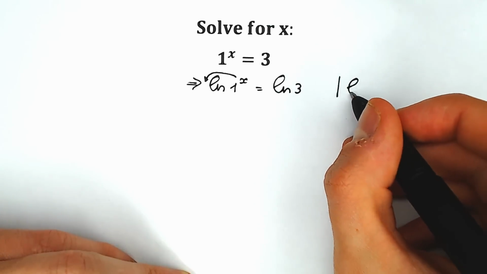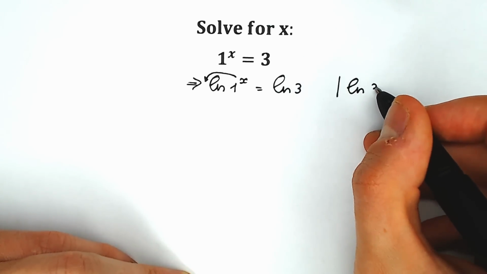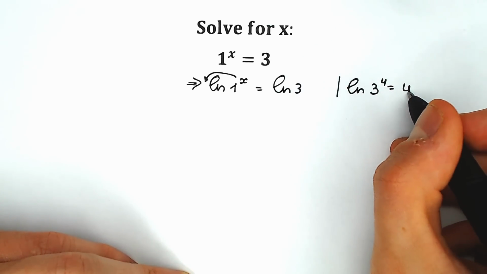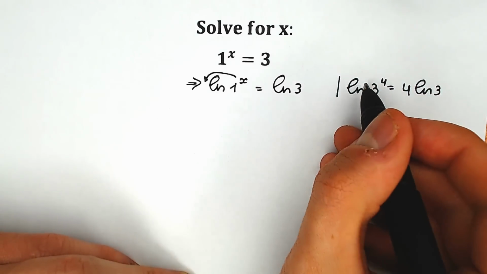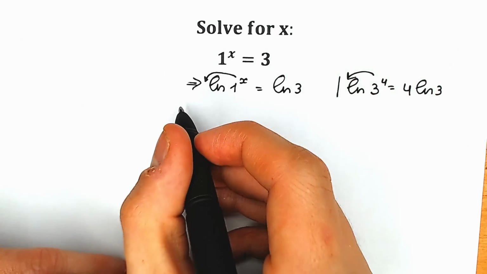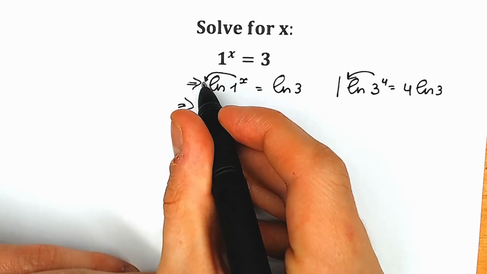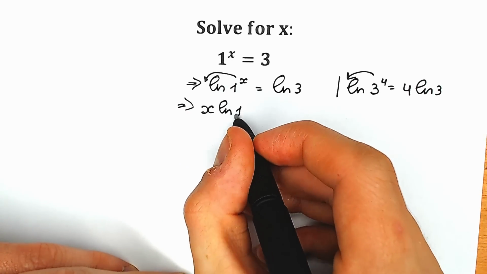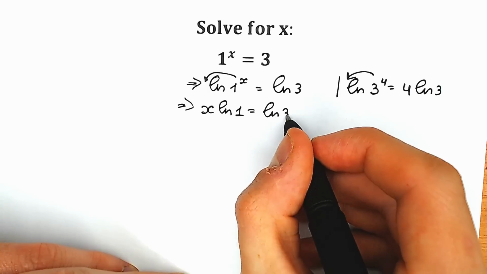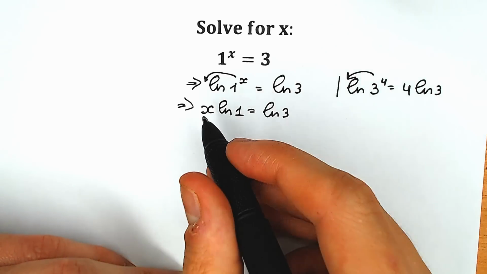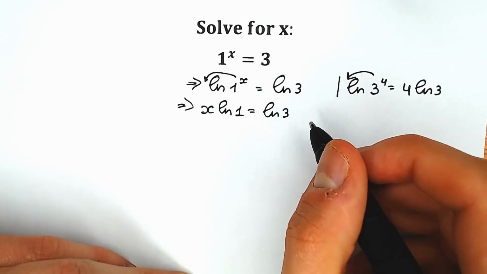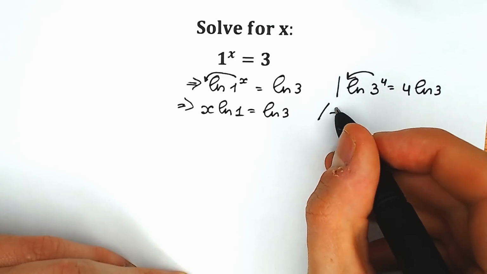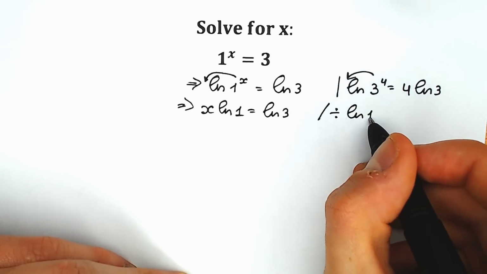Whenever we have an expression like natural log of 3 to the power 4, we can write it as 4 times natural log 3. So let's write this x in front. We have x times natural log 1 equal to natural log 3. Now let's divide both sides by natural log 1, because we need to find only our x.